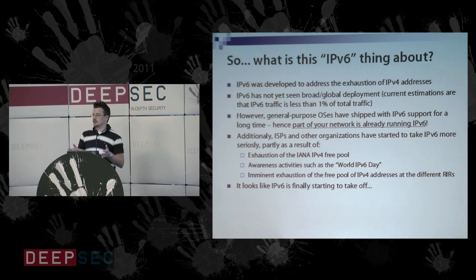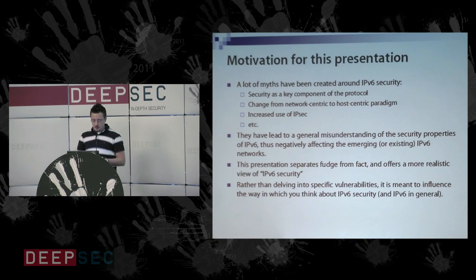So these organizations started now to consider the point in which they would actually not be able to get any more IPv4 addresses from the regional registries. So as a result of all of these events, it looks like IPv6 is finally taking off in the sense that most organizations are, at the very least, having some kind of plan about what to do with it. It doesn't mean that they are deploying it right now, but they have something in mind to do about it. So what's the motivation of this presentation?